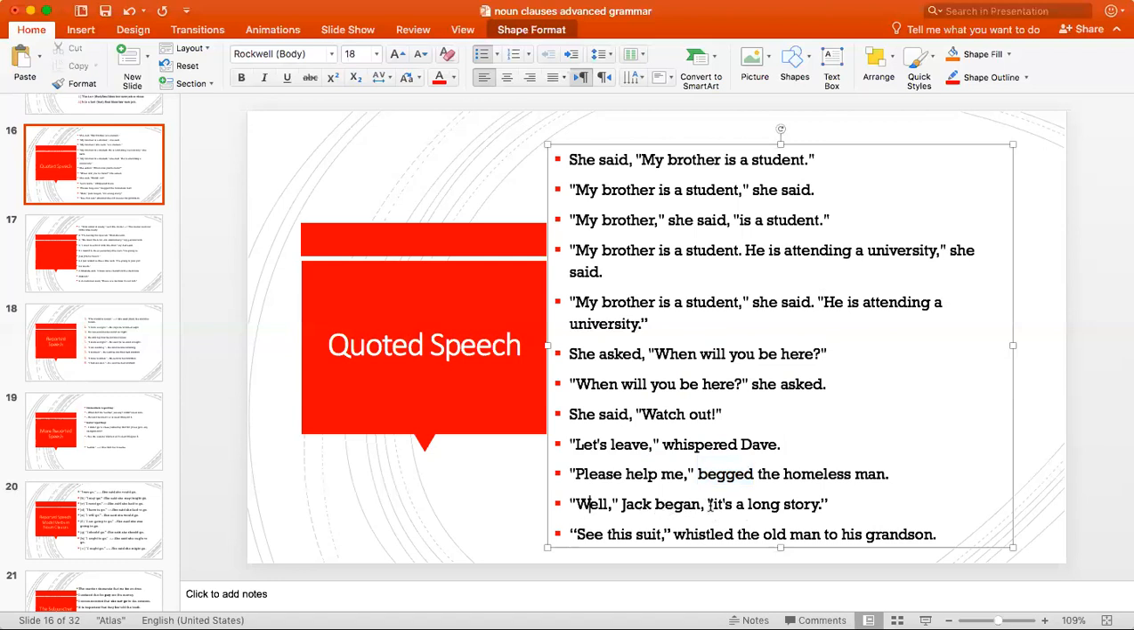"Well," Jack began. Look again at the punctuation marks. It's a long story. So began again replaces the verb said because we understand here that he's going to continue telling his story. Look at this interesting example at the end: "See this suit," whistled the old man to his grandson. So the word whistled doesn't necessarily mean that the old man actually whistled to his grandson. The thing is that sometimes old men, when they speak, the way they speak, they just kind of whistle.